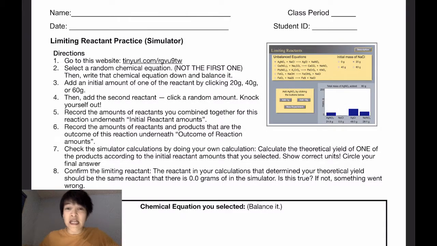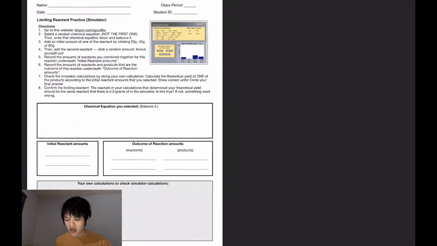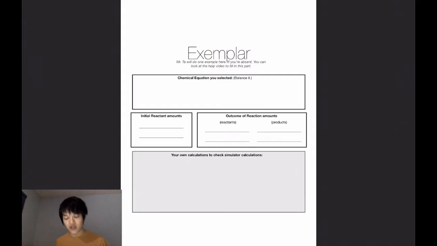Stoichiometry. Now we're looking at limiting reactants. In this practice, I'm expecting you to just do one problem, but we're also going to be looking at a simulator as well. On the back of this one page, I'll show you an example, so you can just follow along for this one, either in class or in this video.